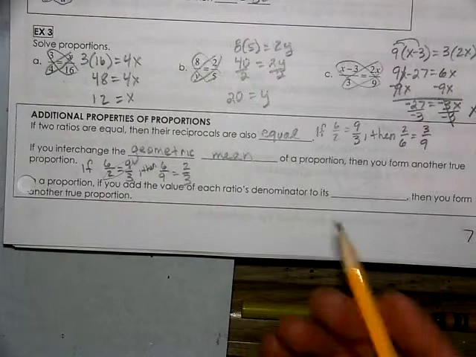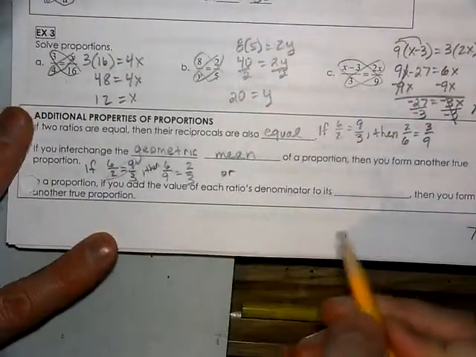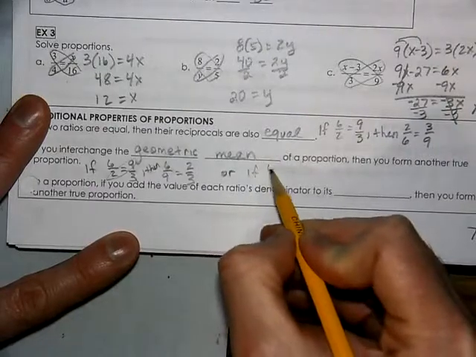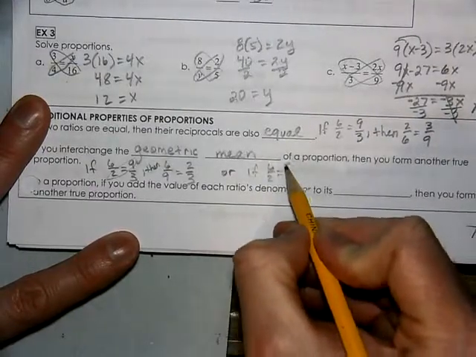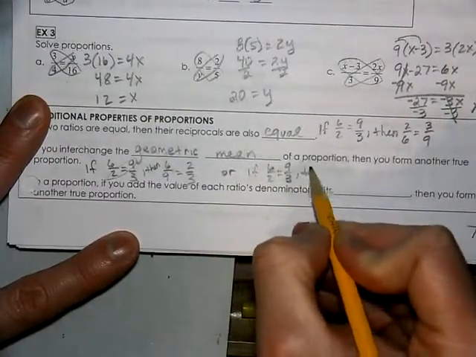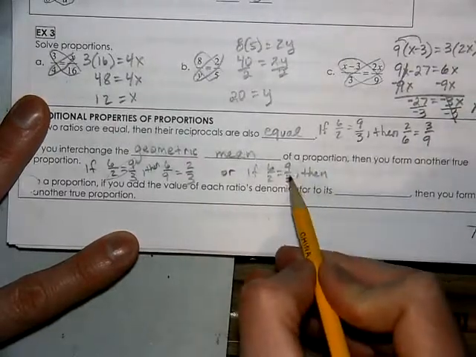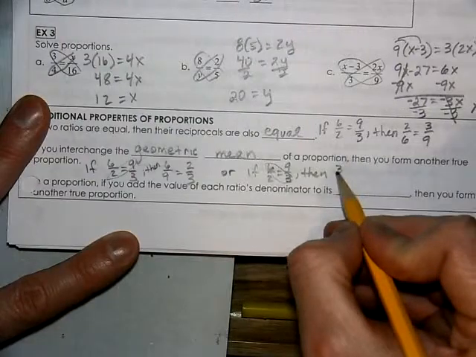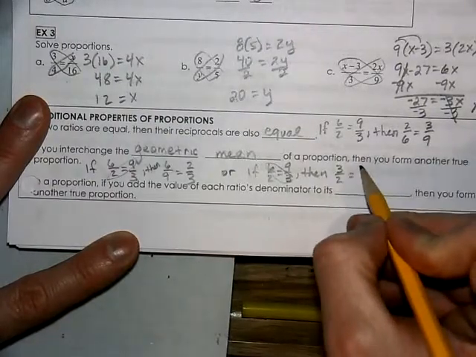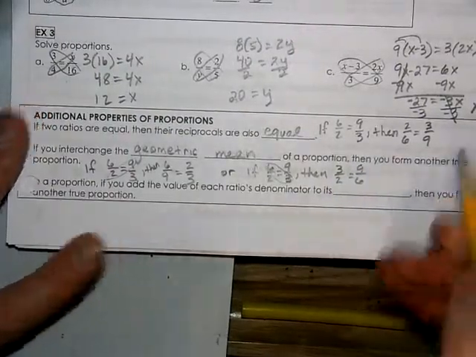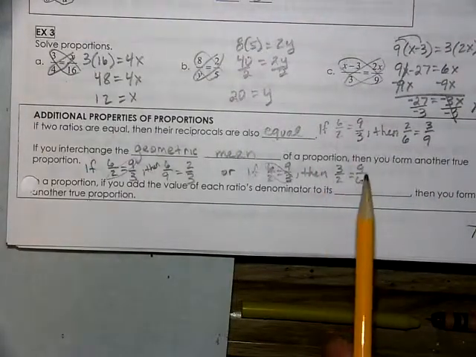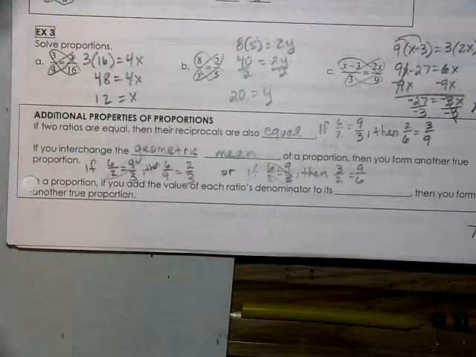There's another way that we could rewrite this. If we have 6 over 2 equals 9 over 3, then you could interchange it this way also. So you have 3 over 2, which equals 9 over 6. Again, when you test that, you cross multiply, and you're going to get the same value on both sides.